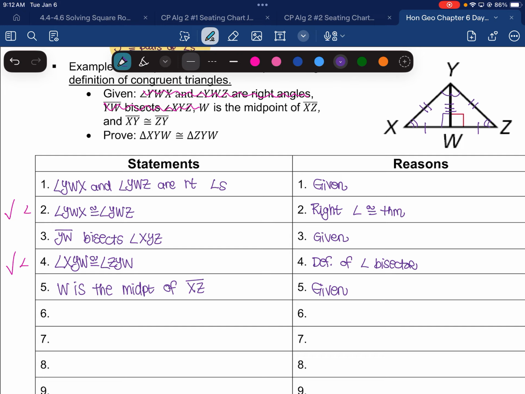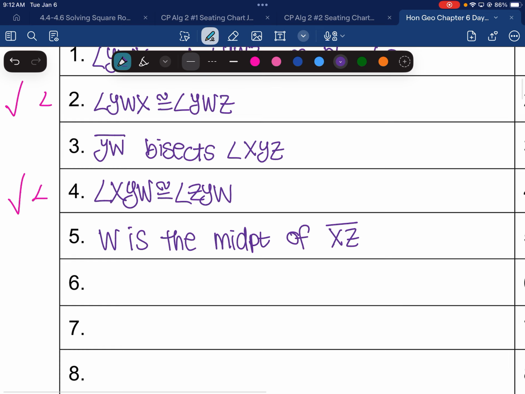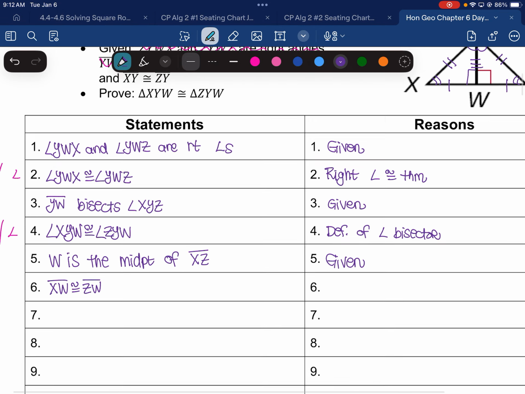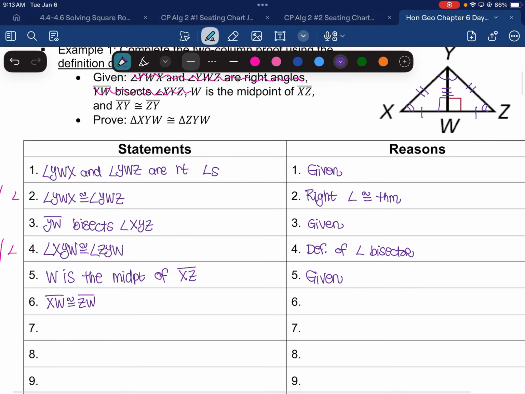Gabby? Exactly. And I like how you wrote that. What we were doing yesterday, X and Z again are corresponding. W is corresponding to itself. Do you remember the reason, Gabby? There's no midpoint theorem. Spoiler, definition of a midpoint. Okay?